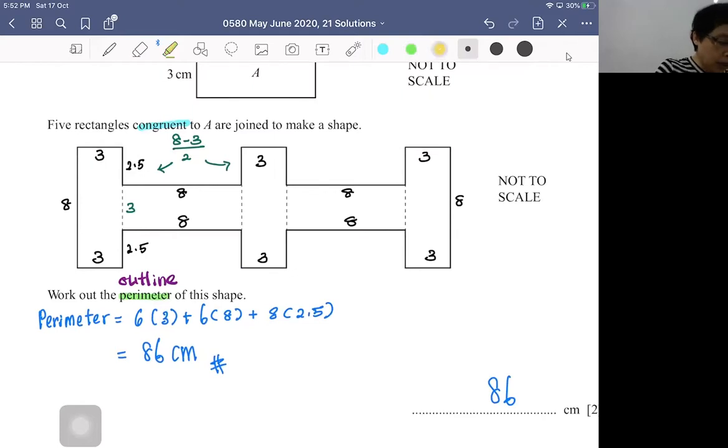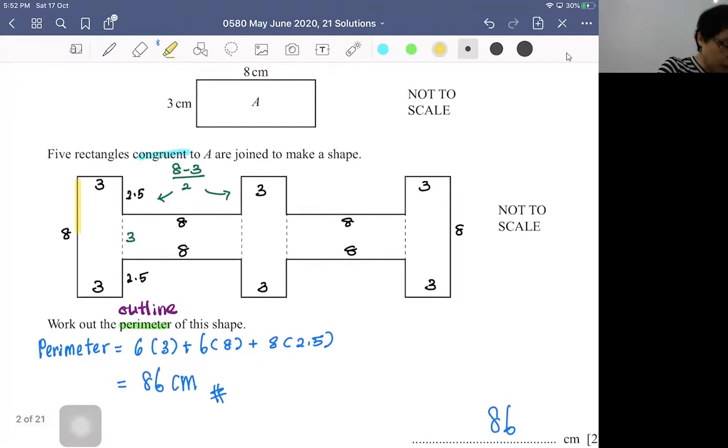Let's look at the 8 centimeter sides. How many of them? 1. Any more? 2, 3, 4, 5, 6. There are 6 of the 8 centimeter parts. Now we move on to look at the 3 centimeter parts. 1, 2, 3, 4, 5, 6. That's all of them. We have 6 pieces of 3 cm.